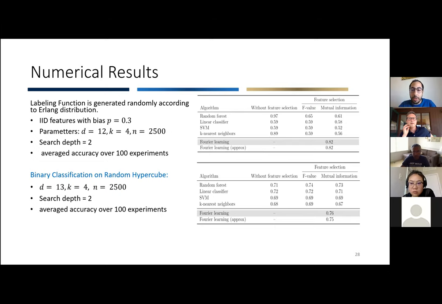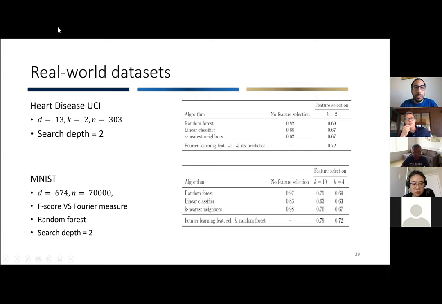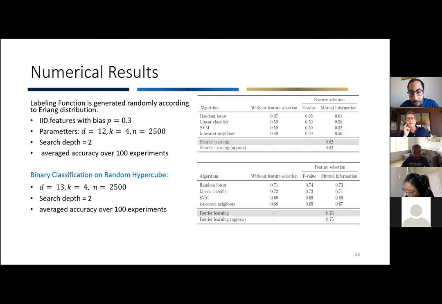We also tried this on random hypercube. Random hypercube, as you know, is a high-dimensional hypercube where we have a normal distribution on each vertex. We wanted to do binary classification on that. For that, we take the dimension to be 13, and we want to select four features out of 13. We did depth-2 search, and here are the results again. You can see that it gives improvements even on this.